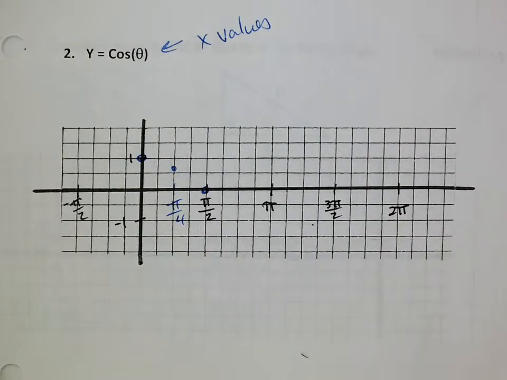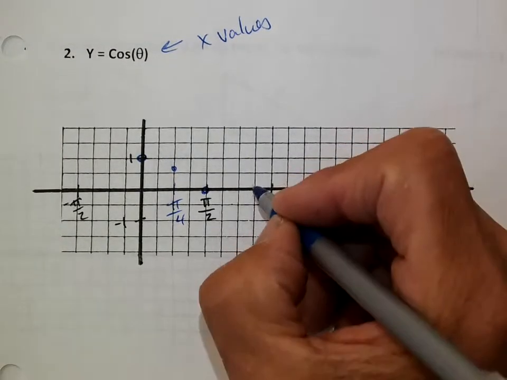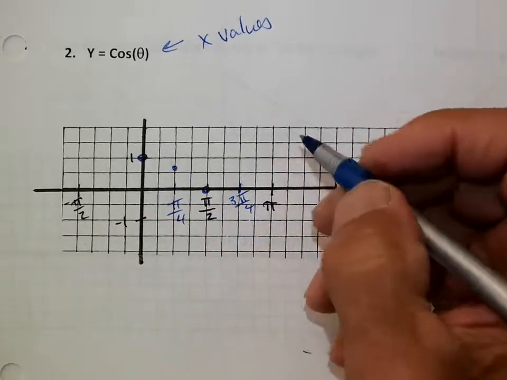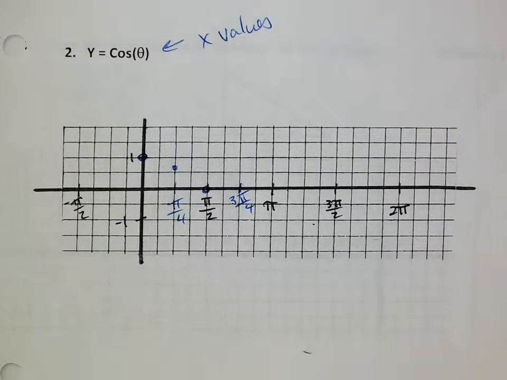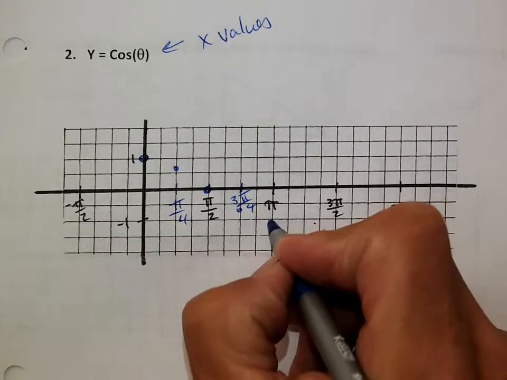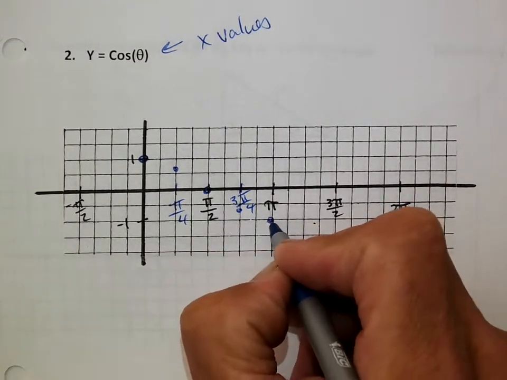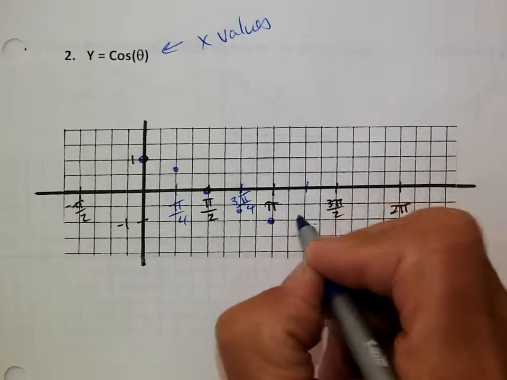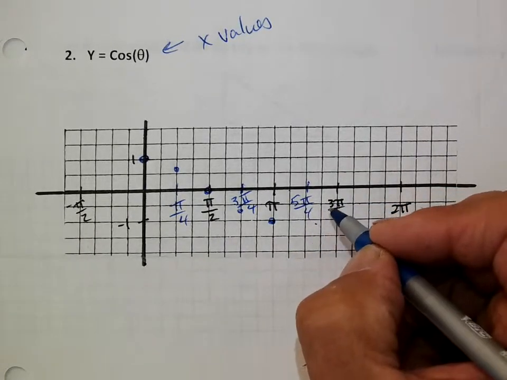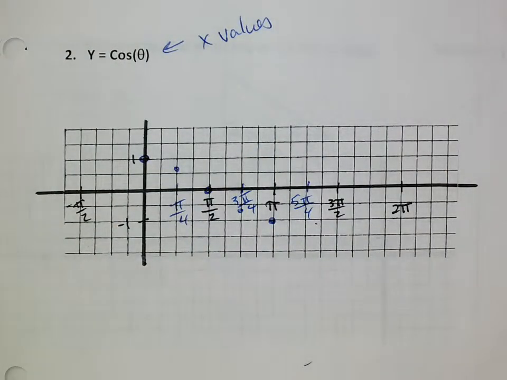Okay, and then at 3 pi fourths, I think it's a -0.7, right? -0.7 because our x values are back over here at -0.7. Okay. And then at pi, the corresponding x value is -1, right? You guys see that? And then at 5 pi fourths, it's at negative square root of 2 over 2, which is about -0.7.